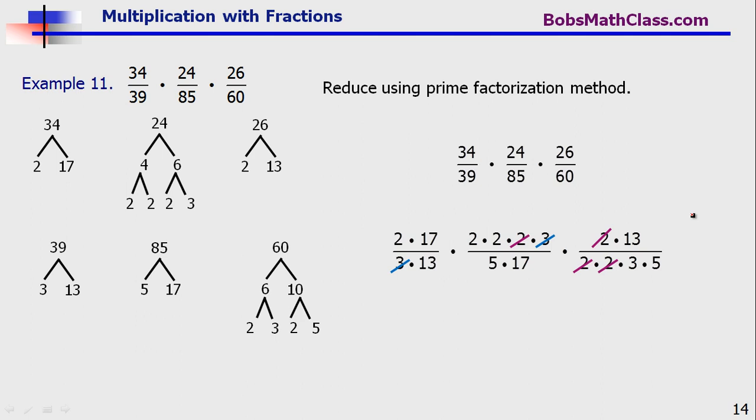Is that it? Oh, 17. First let's do the 13. 13 on top with a 13 on the bottom. And then the 17 on top with the 17 on the bottom. I think that's it. Yep. So we should get 8 on top, multiply 2 times 2 times 2 is 8. And 5 times 3 times 5 is 75.